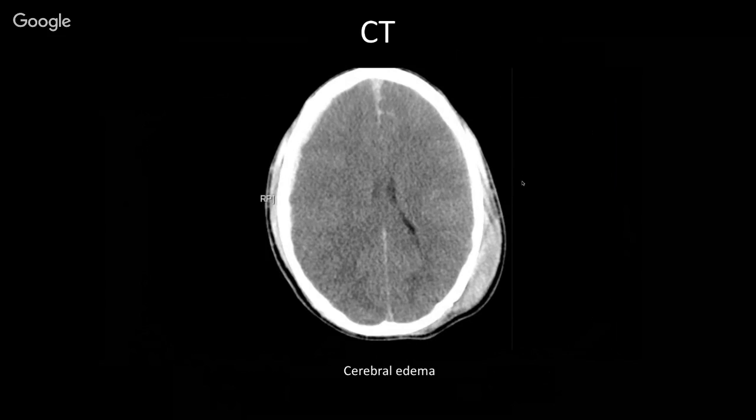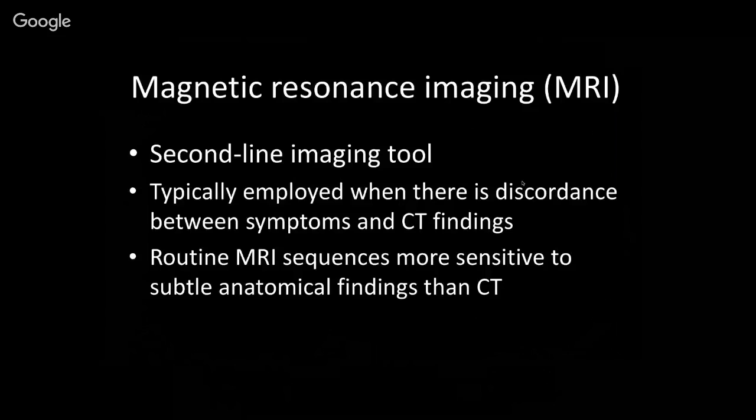And we may see cerebral edema as well, which is the accumulation of fluid within the brain, whether within cells or outside of cells, resulting in essentially diffuse swelling of the brain, compaction, mass effect on the ventricles, and in the worst cases, herniation of the brainstem, which has a very high mortality rate. So magnetic resonance imaging really is a second-line imaging tool.